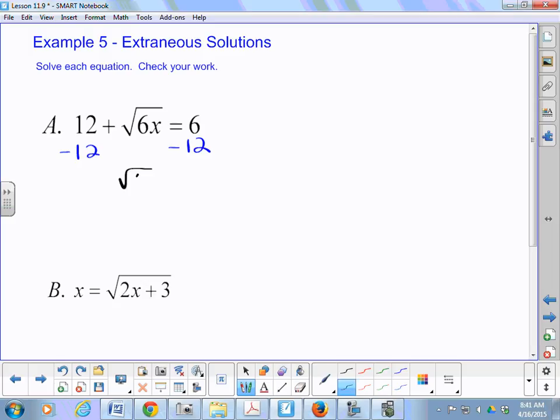So we get the square root of 6x equals negative 6. And here's where the problem lies. Everybody take out your calculator. Go to your y equals and type in y equals the square root of 6x, and graph it. Or look at the table, both. Look at the graph. Hit zoom 6 for your graph. And then look at the table also.